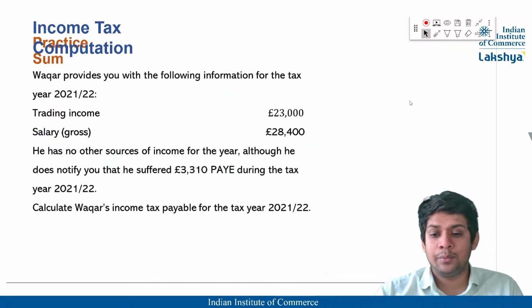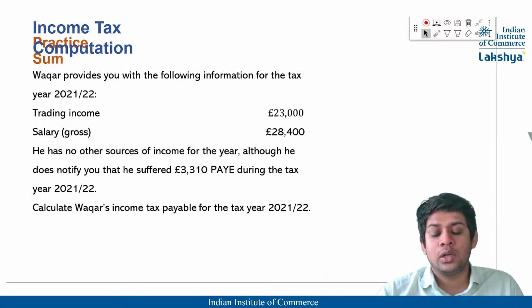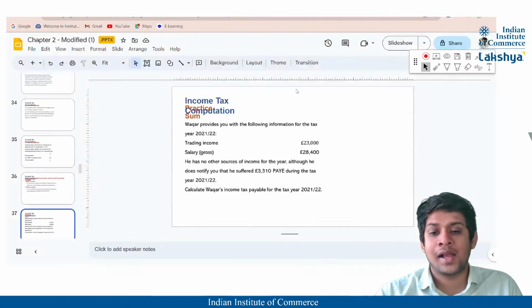Okay, moving on to this sum. Vakar provides you with the following information for the tax year 2021-22. Vakar has a trading income of 23,000. They have a gross salary of 28,400 pounds. He has no other sources of income for the year, although he does notify HMRC that he has suffered 3310 pounds of PAY during the tax year 2021-22. That means technically he has already paid 3310 pounds of PAY. Correct? So how will you calculate the tax liability here?